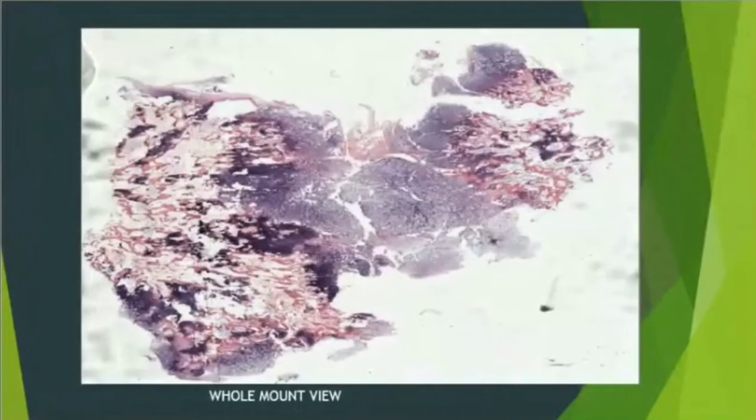This is the whole mount view showing on the extreme right side the regular arrangement of the chondrocytes. There is perichondrium, regular arrangement of the chondrocytes, the enchondral ossification, and it is continuous with the underlying bone. As we move towards the left side, there is increased thickness of the cartilage. There are irregular lobules of the cartilage, which is seen penetrating down into the underlying bone.